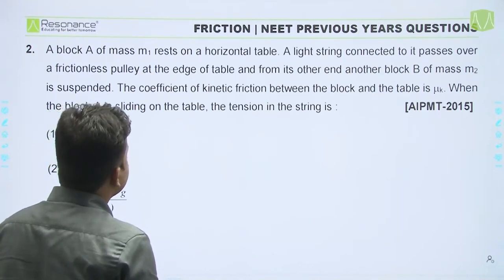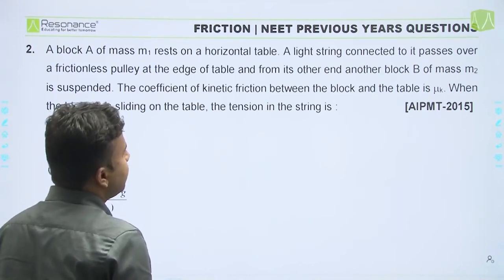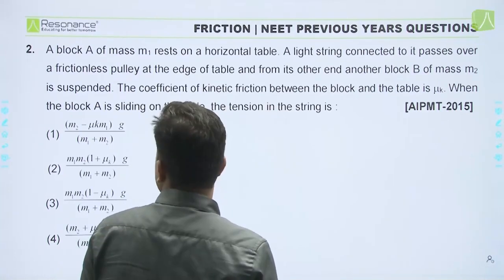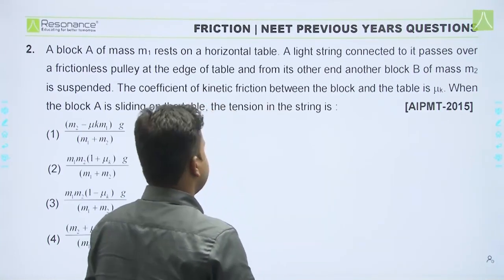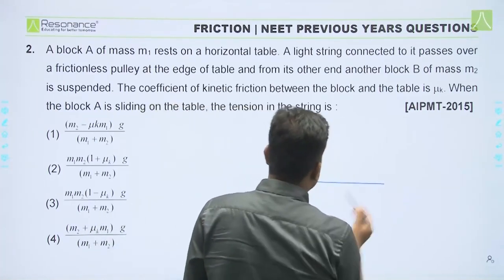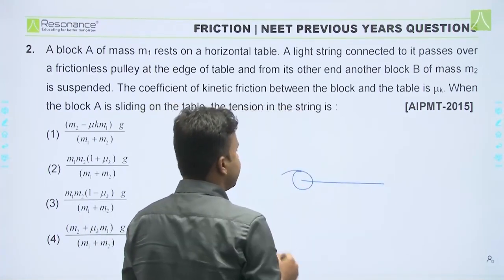The coefficient of kinetic friction between the block and the table is mu k. When the block A is sliding on the table, find the tension in the string. So the question, look at this, by the diagram we are understanding what they are asking in the question.